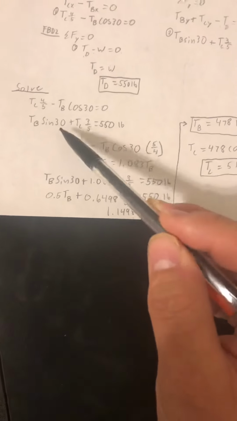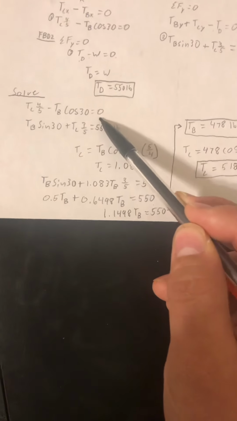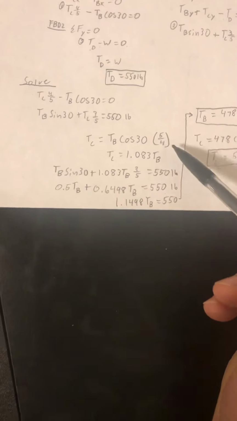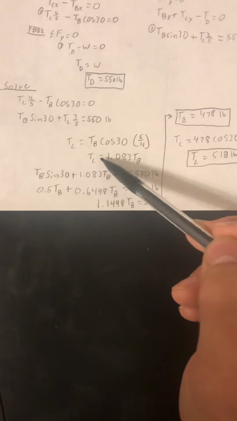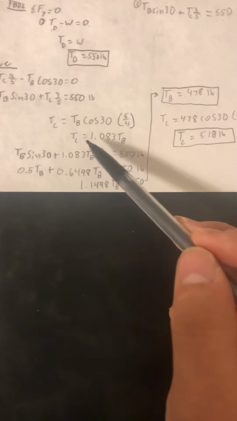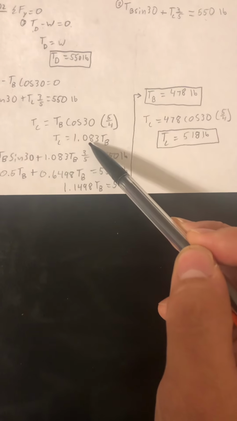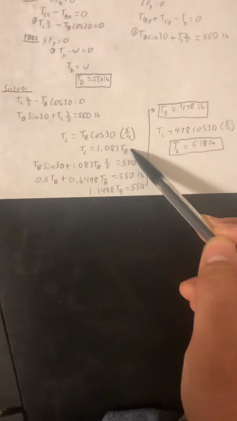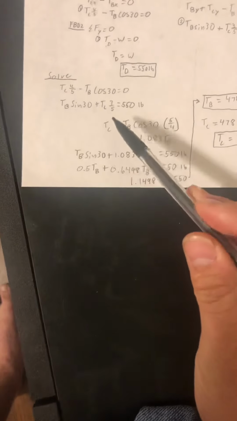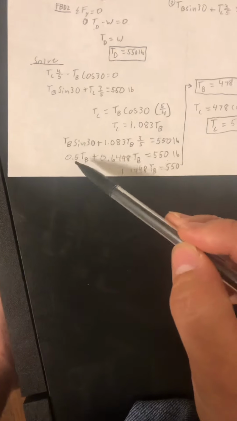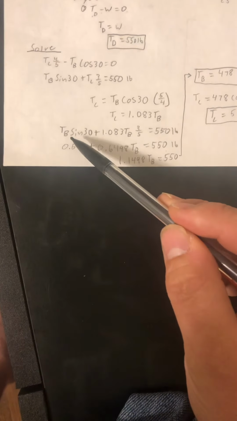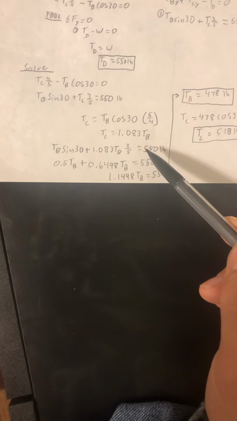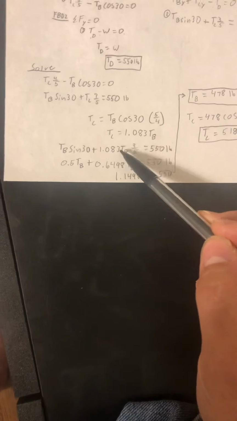You just do algebra, add this to this side and then either multiply it by 5/4, or you can divide the whole thing by 4/5, same thing. That gives me TC equals 1.083 times TB. So you can use that to plug into your other equation for TB. I rewrote the whole equation right here and plugged in TC right here.